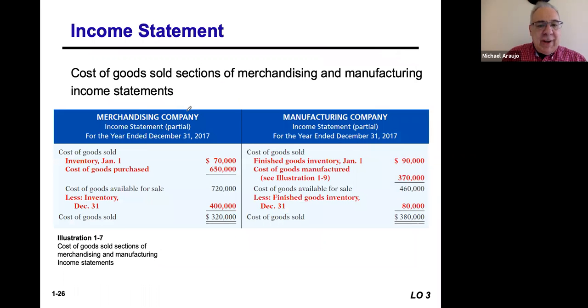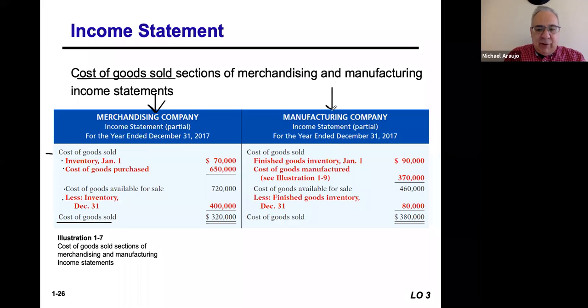Here is what cost of goods sold looks like on an income statement. Manufacturing is on the right, a regular retailer, merchandising company is on the left. So for an income statement, your cost of goods sold is your beginning inventory plus your cost of goods purchased. That's all the goods you have available for sale. You subtract out inventory that you had at the end of the year or end of the period, and that's your cost of goods sold.